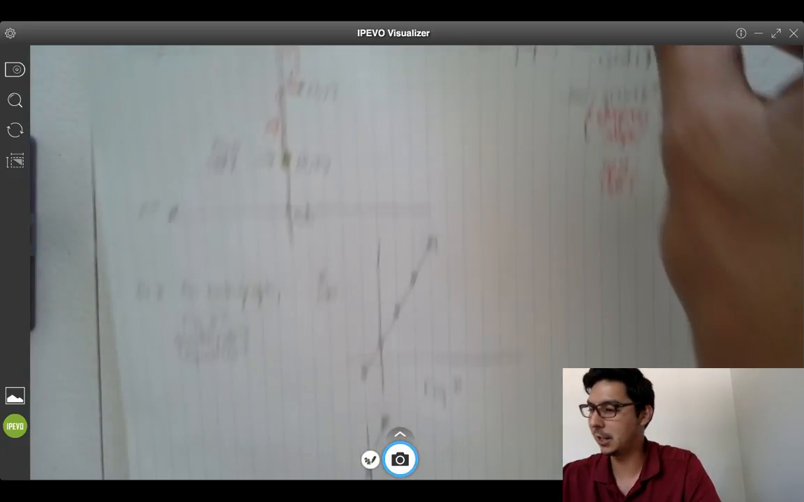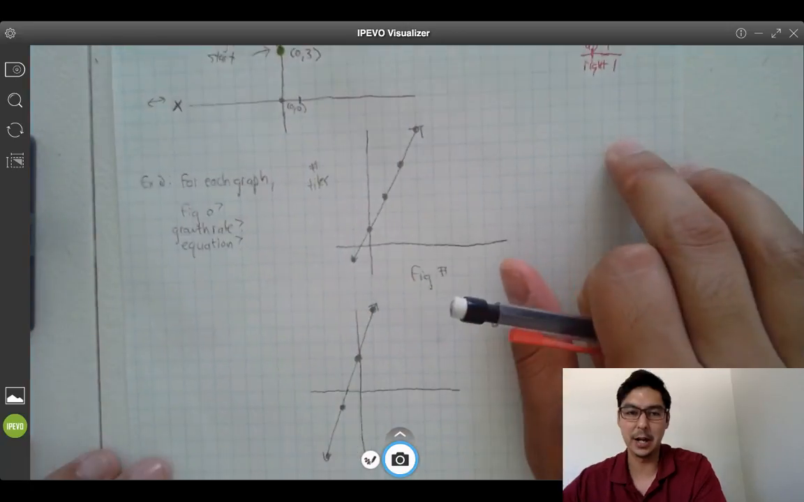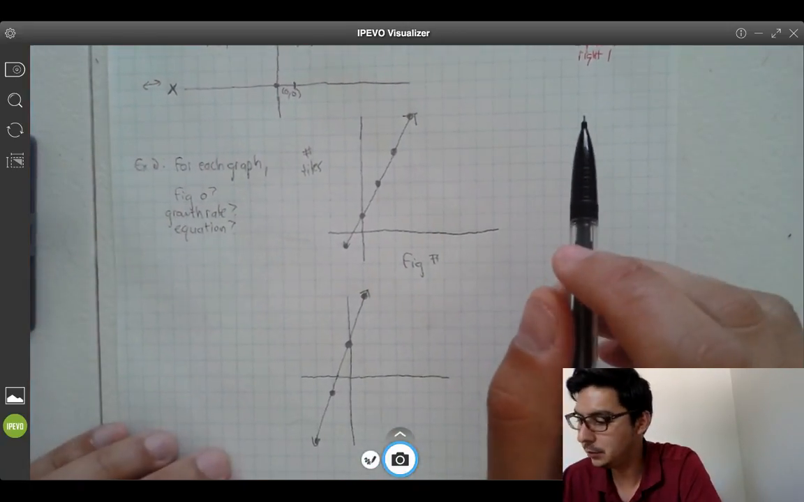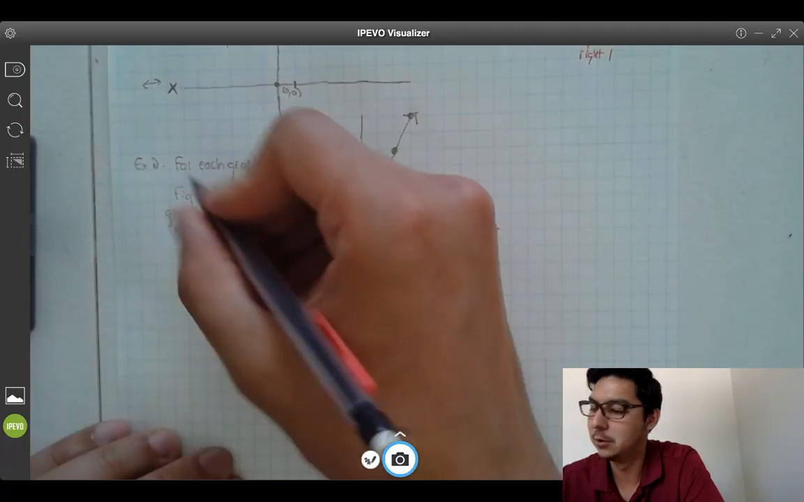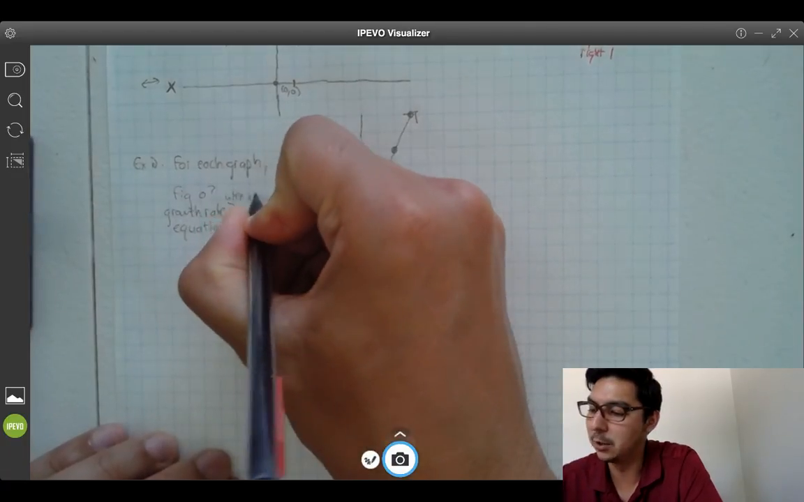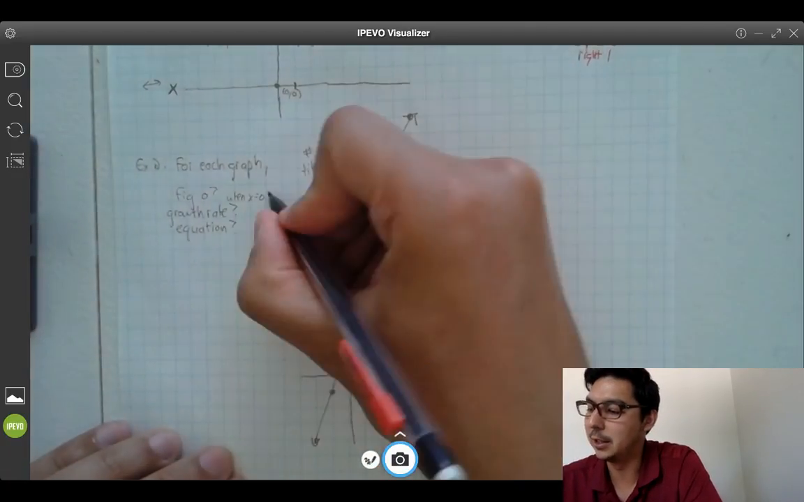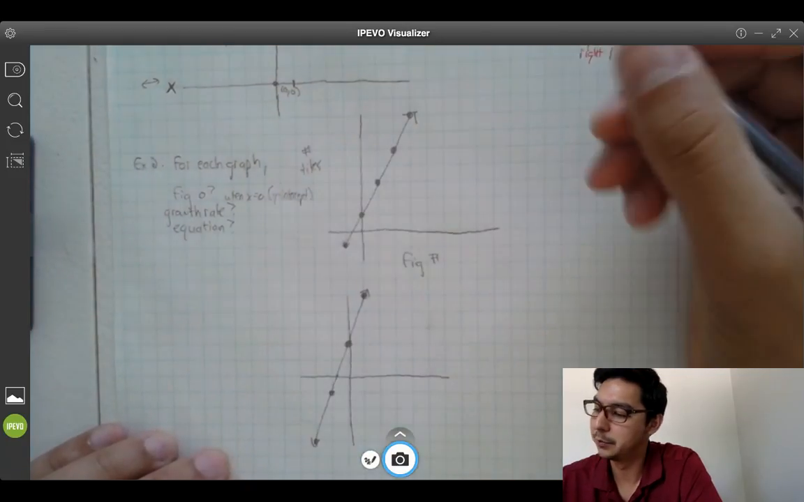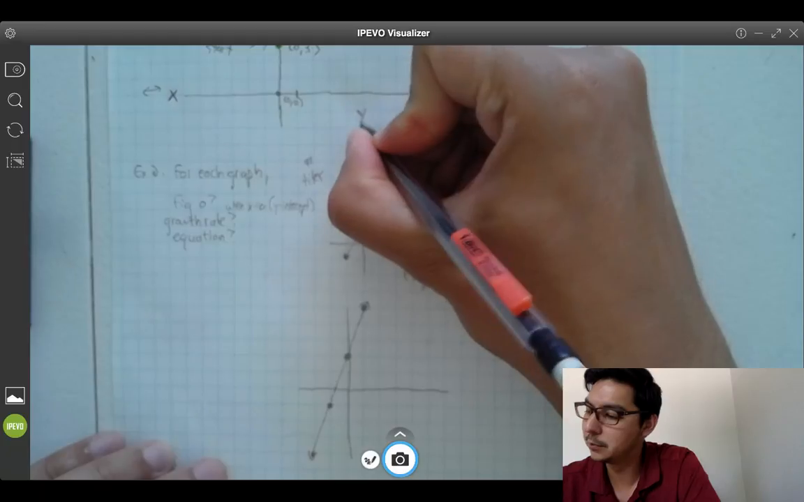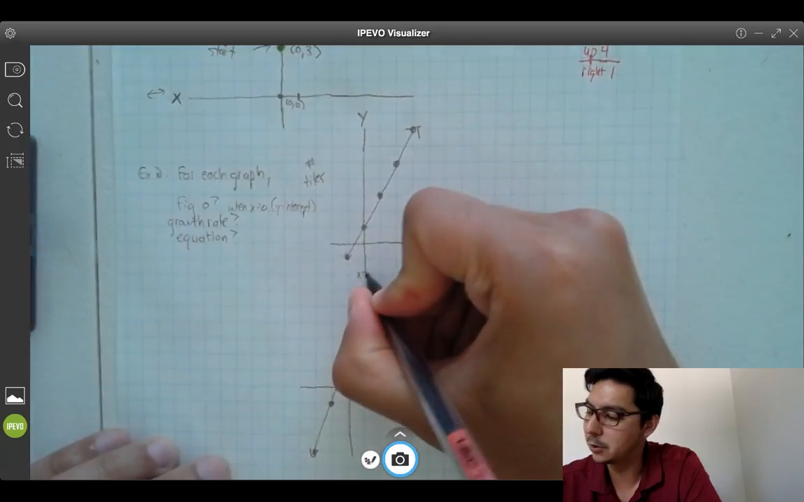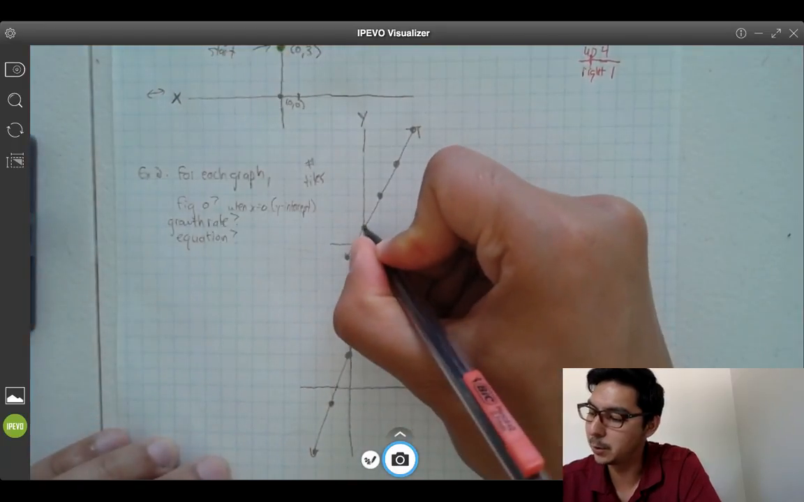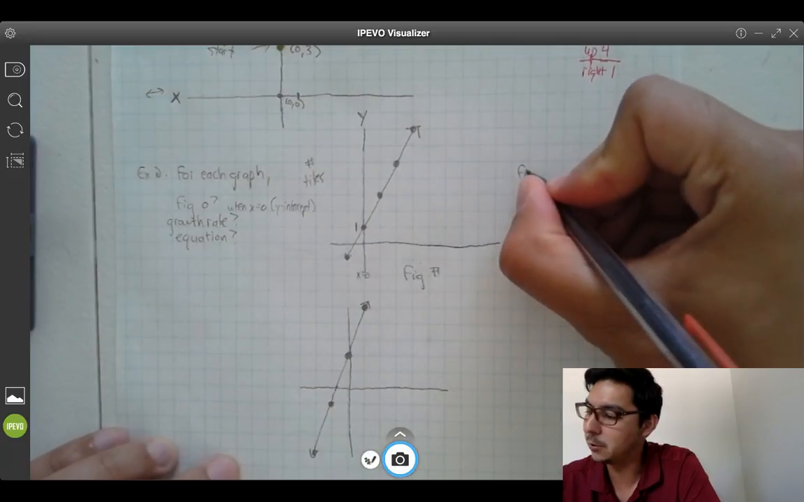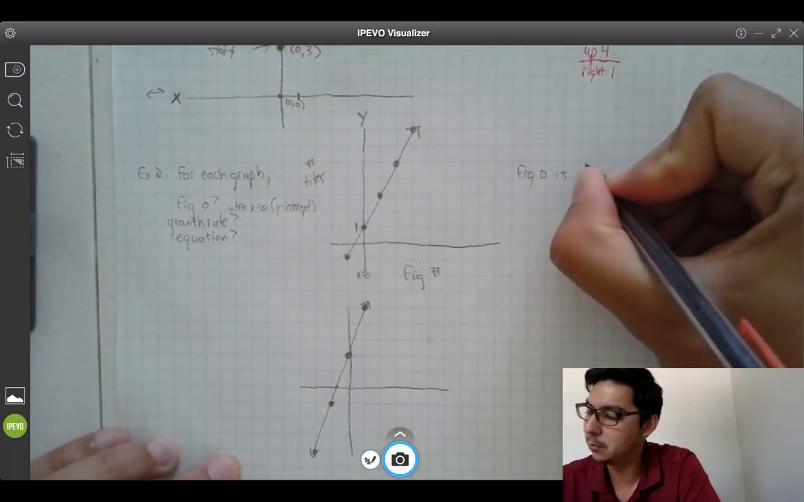Now the second example here is, given these graphs, what's figure 0, what's the growth rate, what's the equation? So remember, figure 0 is when x equals 0, and you look at the y-intercept. So here's the y-axis. This is when x is equal to 0. At 0, where are we? We're right here, which is 1 above. So in this case, figure 0 is 1.